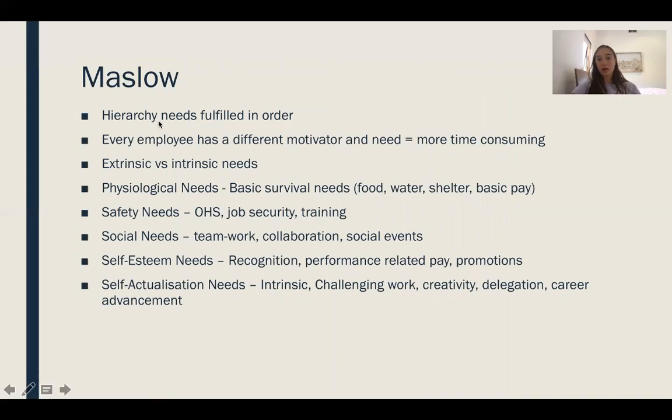As we said before, the needs need to be met in order. What that also means is that the manager has to identify where on the pyramid each employee sits, because some might be at the first level, whilst others might be at the 4th or 5th level. So every employee has a specific need tailored to them, which is a lot more time consuming for managers because they have to figure out what will motivate every employee and then implement that.